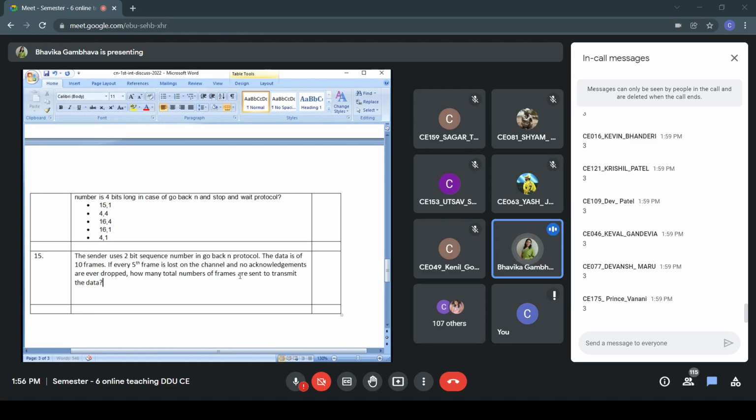How many total number of frames will be sent by the transmitter in this scenario where we are supposed to send 10 frames? Please do not write the answer based on what you have written in the examination, but I would rather want you to do it fresh right now and then tell me. Take 2 minutes and please give me the answer.